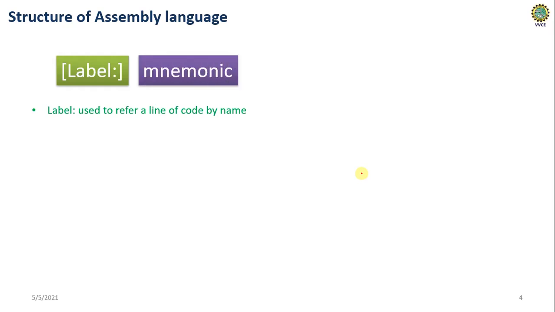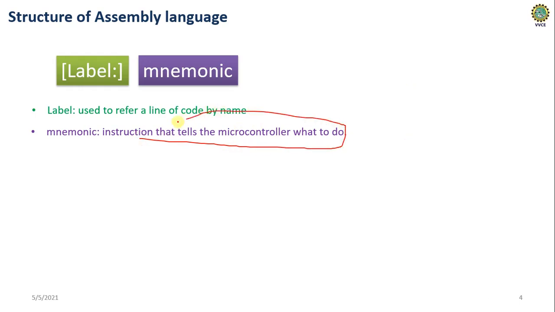Then it comes with the mnemonic. This is very important, this is the heart of the assembly language. The mnemonic basically refers to the instruction. This is the instruction that tells the microcontroller what to do, right? As I said, move or add or subtract or divide, or compare or jump. So the mnemonic is the instruction that tells the microcontroller what to do.